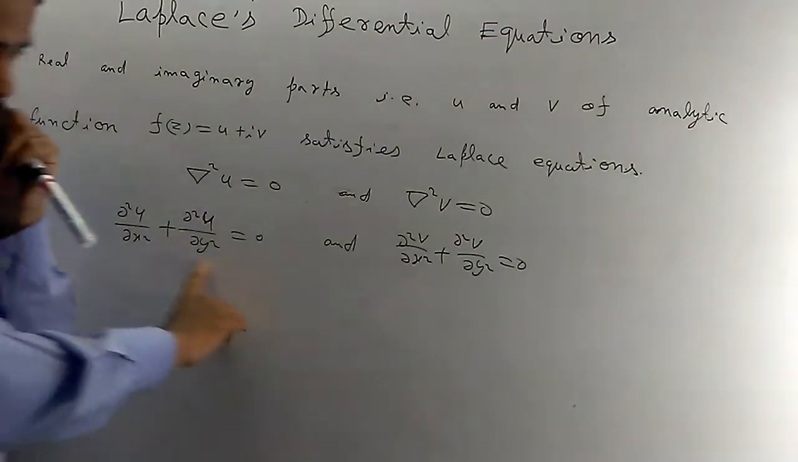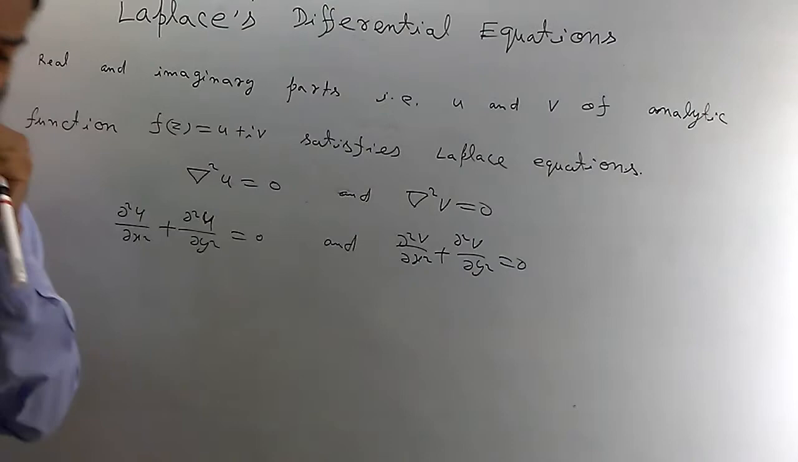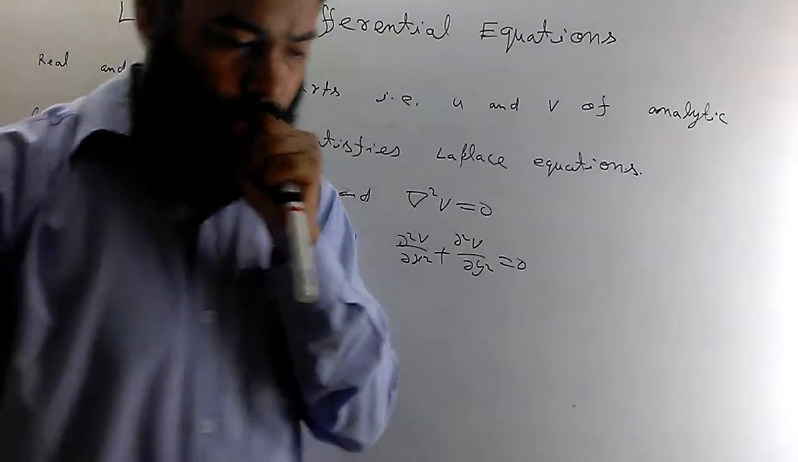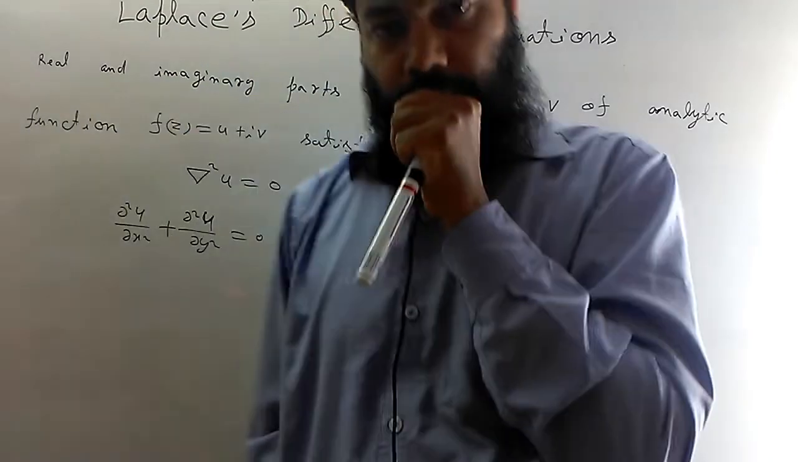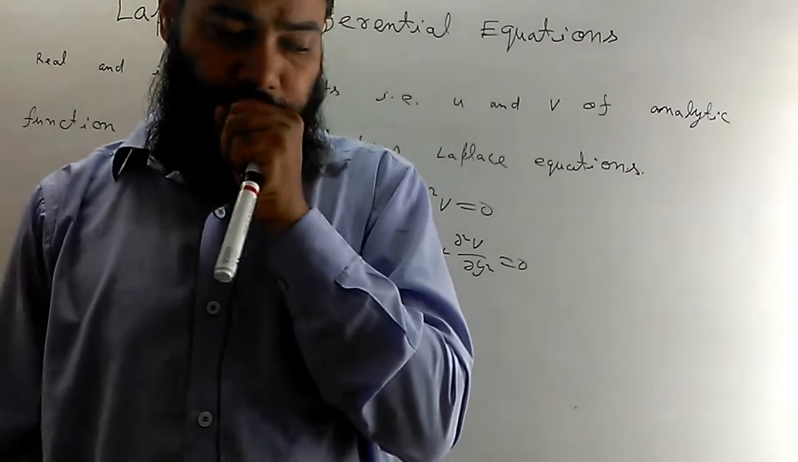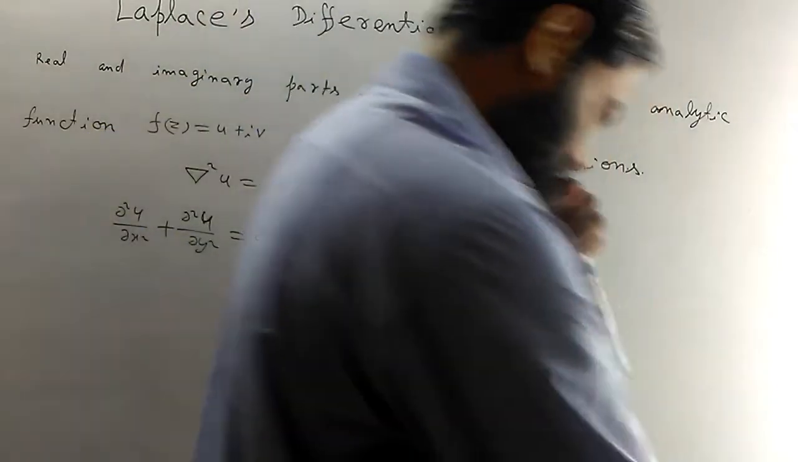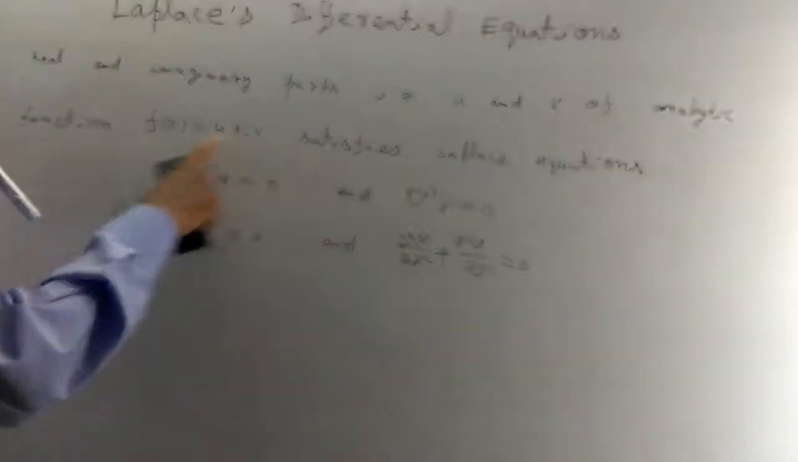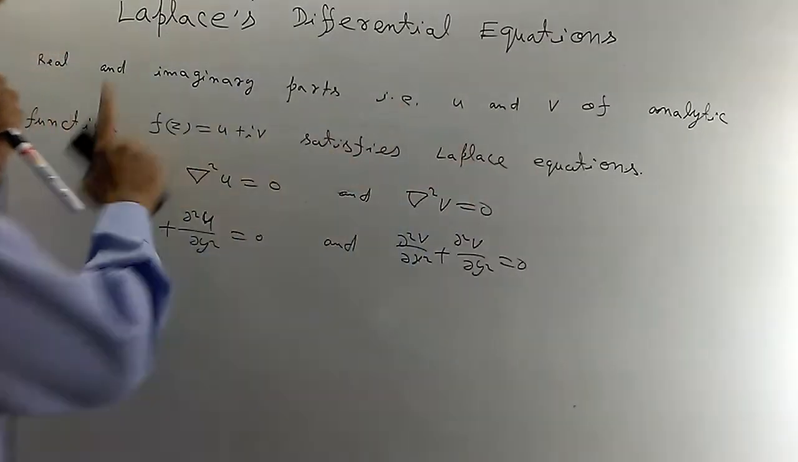Now we have to prove these two equations by using the Cauchy-Riemann equations. We know that the Cauchy-Riemann equations are only applicable when our function is analytic. So we are given here that our function f(z) is an analytic function.